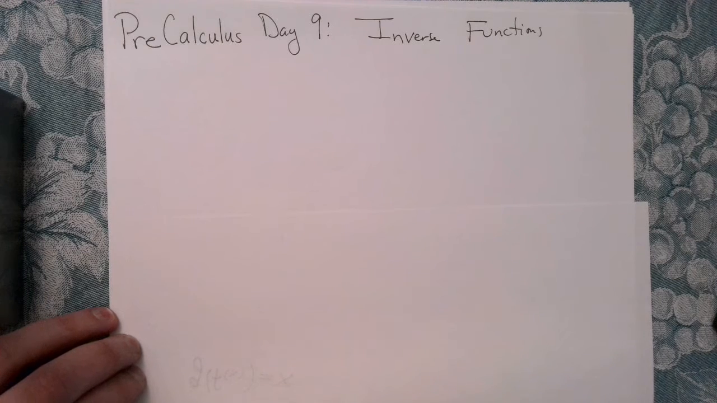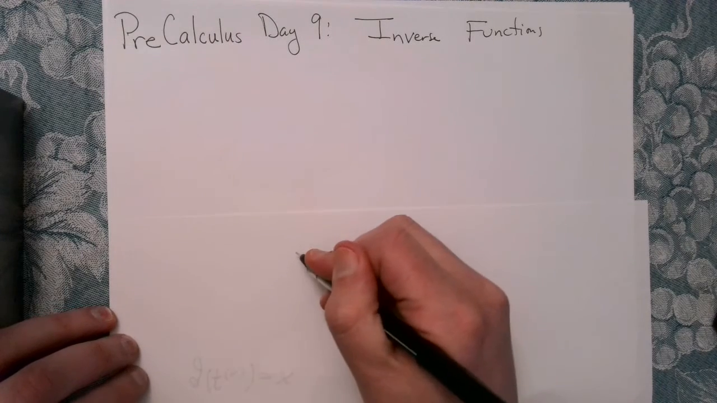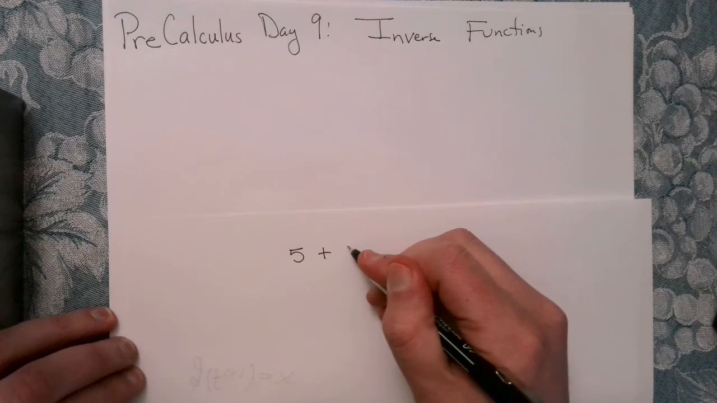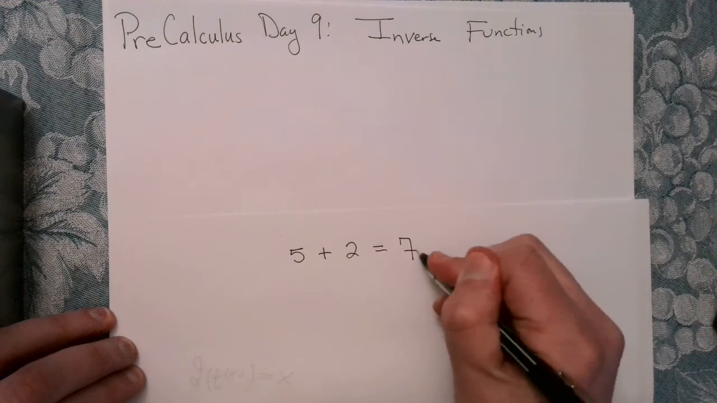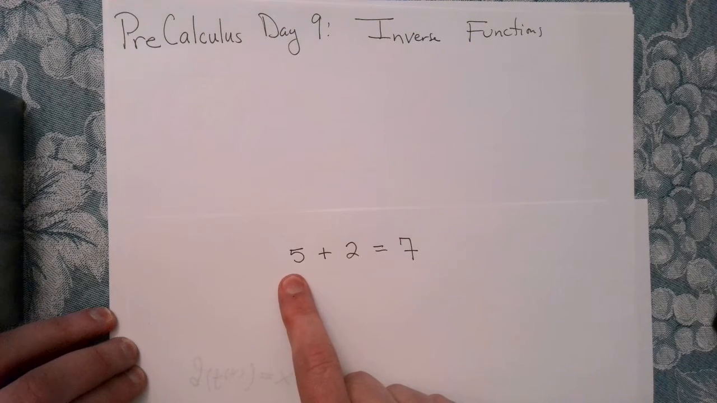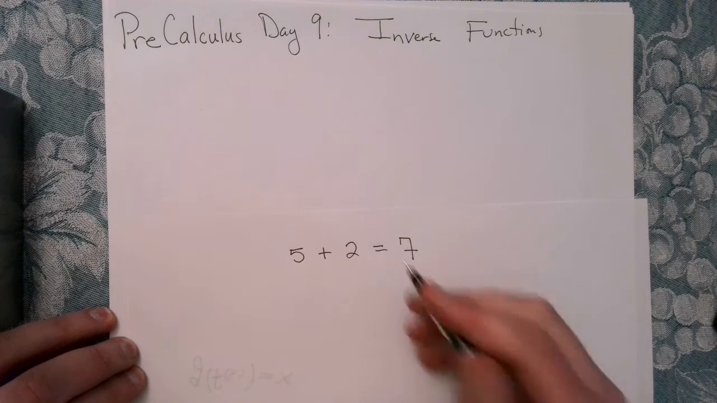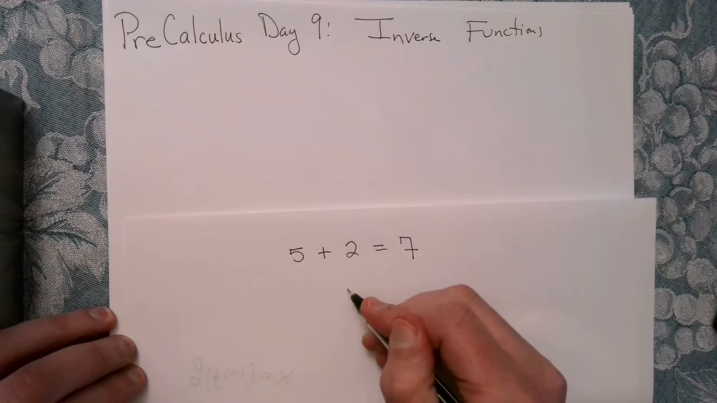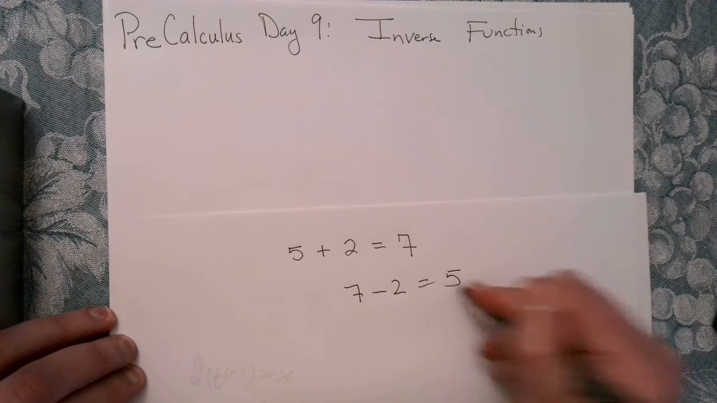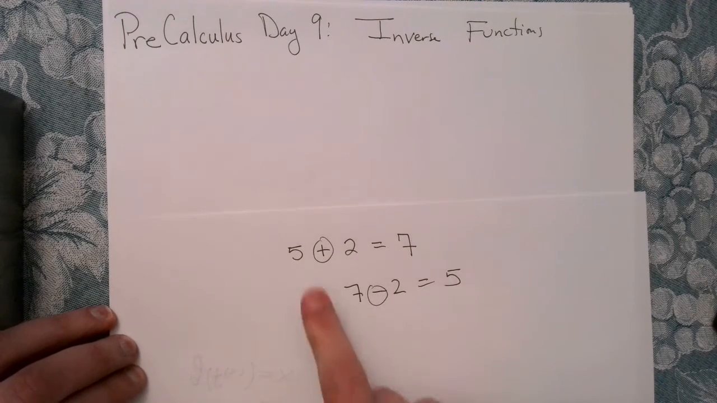Before we start, I want to show you that you've already been sort of inverting or reversing processes for a long time. For example, if I take a number and I add 2, well, I can reverse this process and get back to 5 by subtracting 2. So I could also take 7 and reverse this process to get back to 5. So in some sense, we've got this reversing or inverse process here.